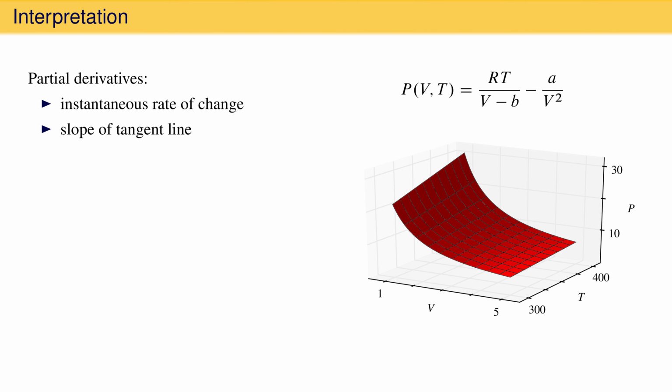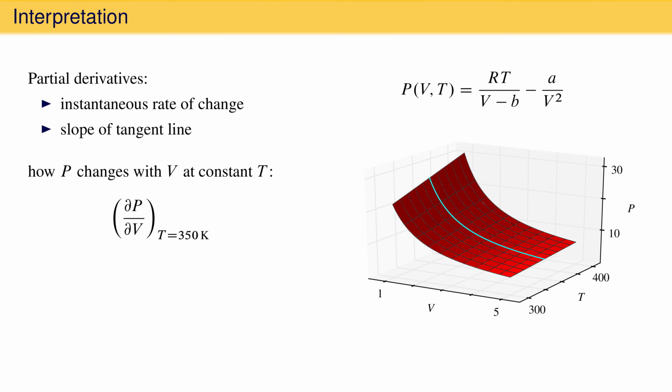Let's say we want to know how the pressure of the gas changes when the volume changes at constant temperature. This is a verbal way of describing the partial derivative of pressure with respect to volume at constant temperature. To understand how this can be visualized on the plot, let's pick a constant temperature of 350 Kelvin and then draw a line along the van der Waals surface at a constant temperature of 350 Kelvin. So that we can better see what's going on, let's remove the surface below a temperature of 350 Kelvin.